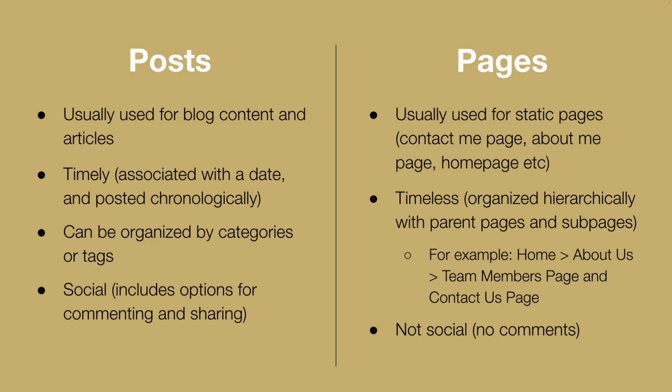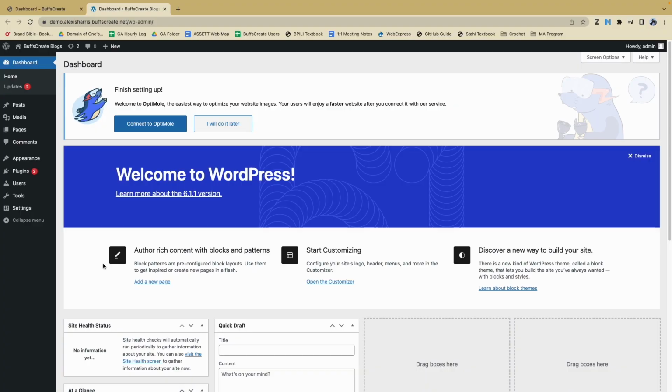So now that you know the difference, I will show you how to create each and adjust the settings for both. To start, let's talk about making posts or the content type that is more social and allows comments. You can add or edit your WordPress posts by clicking the Posts menu option in your dashboard.